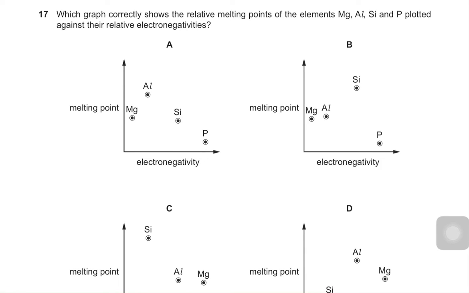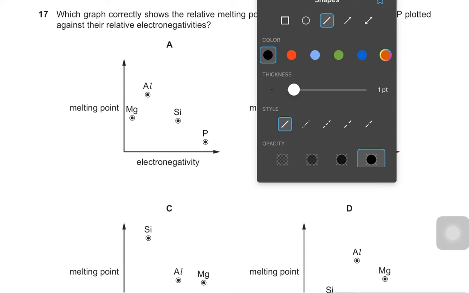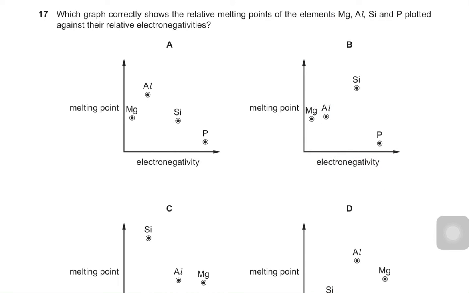It says, which graph correctly shows the relative melting points of the elements magnesium, aluminium, silicon, and phosphorus plotted against their relative electronegativities? Now notice, they are talking about the melting points of these elements against electronegativity. So we're going to highlight that so that we know what we are talking about and why we are talking about it. Melting points and then electronegativities.